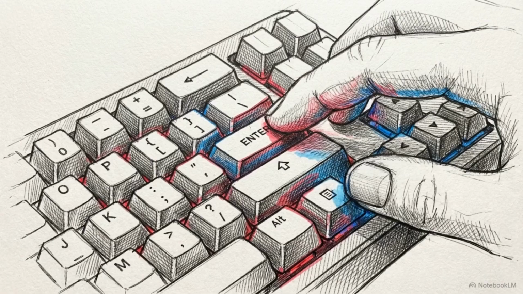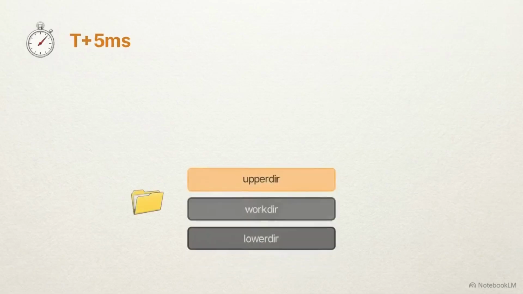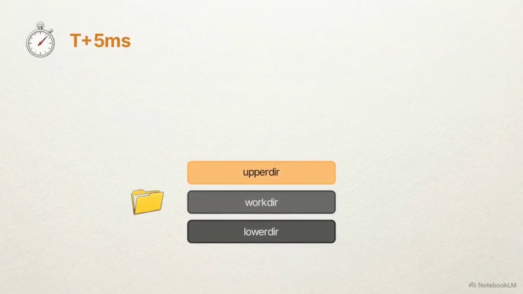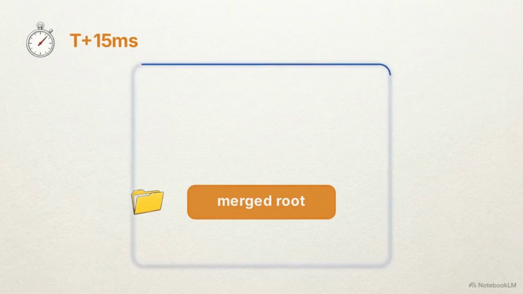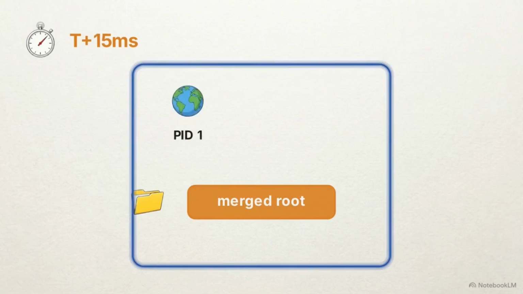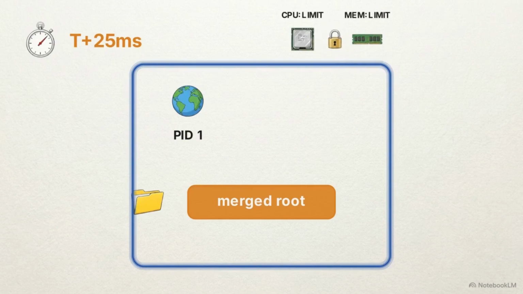Let's trace exactly what happens inside the kernel the moment you execute docker run nginx. At 5 milliseconds, the engine unpacks the image tarballs and mounts the OverlayFS directories, establishing the merged root file system. At 15 milliseconds, Docker executes the clone system call with strict namespace flags. The kernel instantly partitions the process ID and network views. The application is now running in an isolated reality.